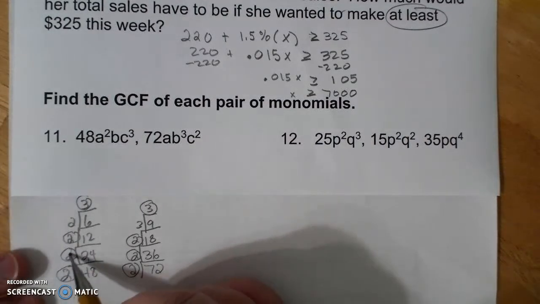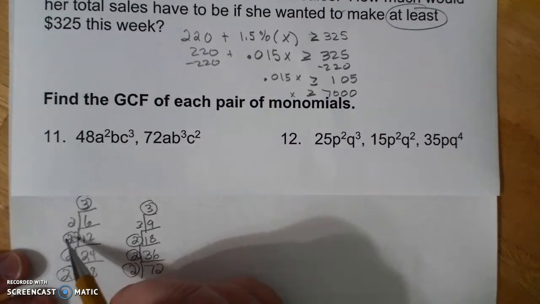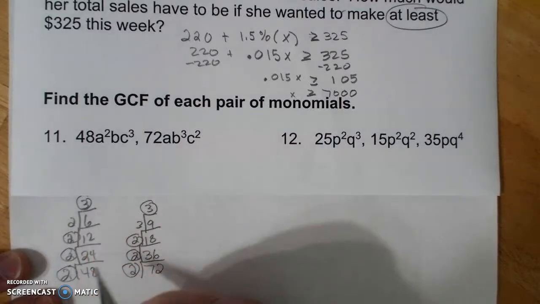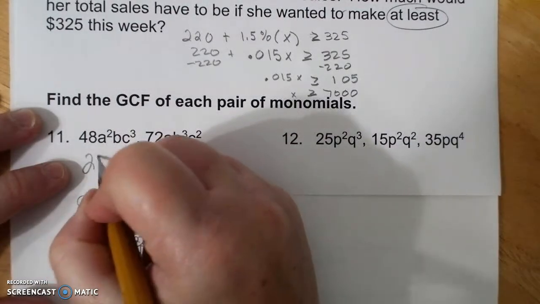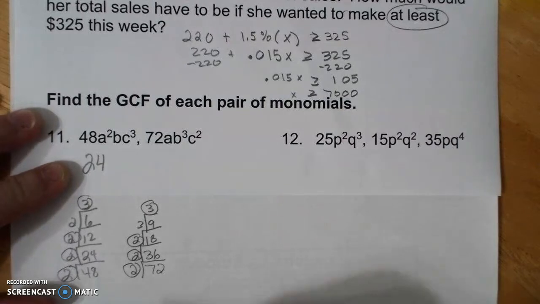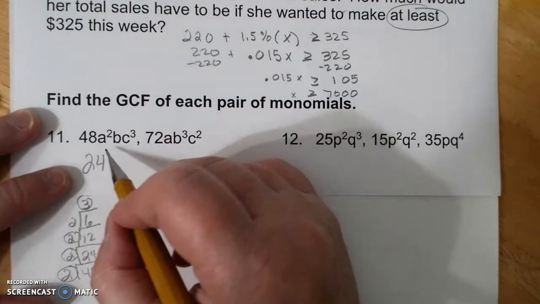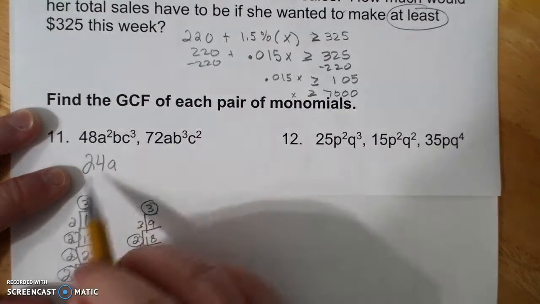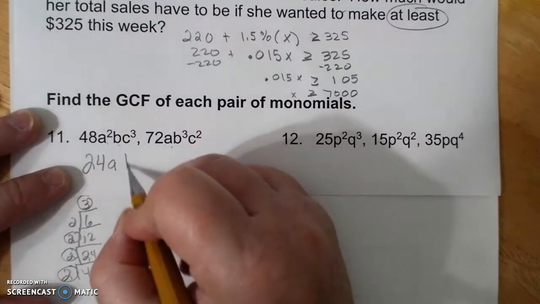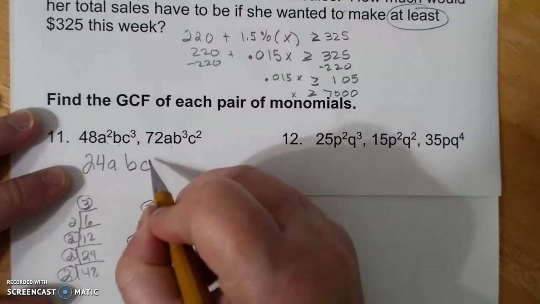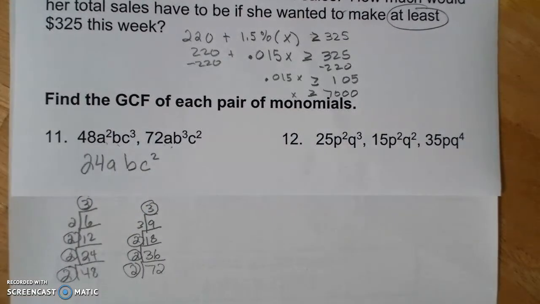So 2 times 2 times 2 times 2 is 4, times 2 is 8, times 3 is 24. There's a 24 in both of them. And then there's at least one A. Just take one out of here, one there. In the B, you can only take one B out. And in the C, you can take 2 out.